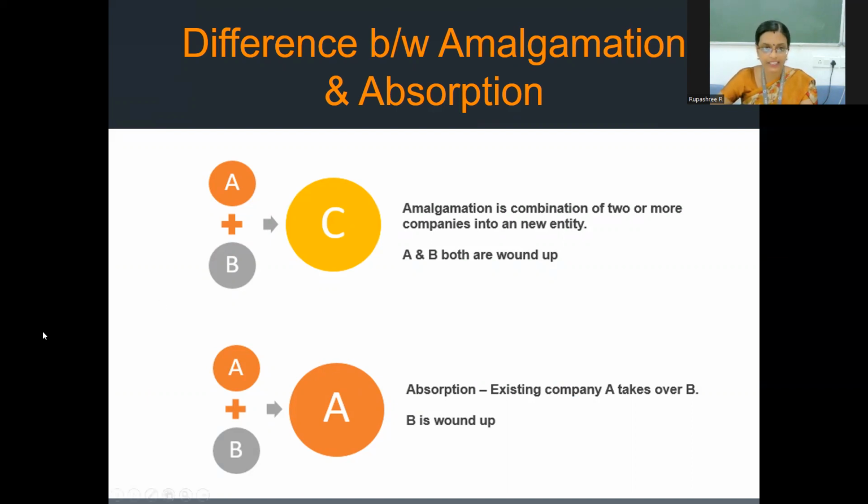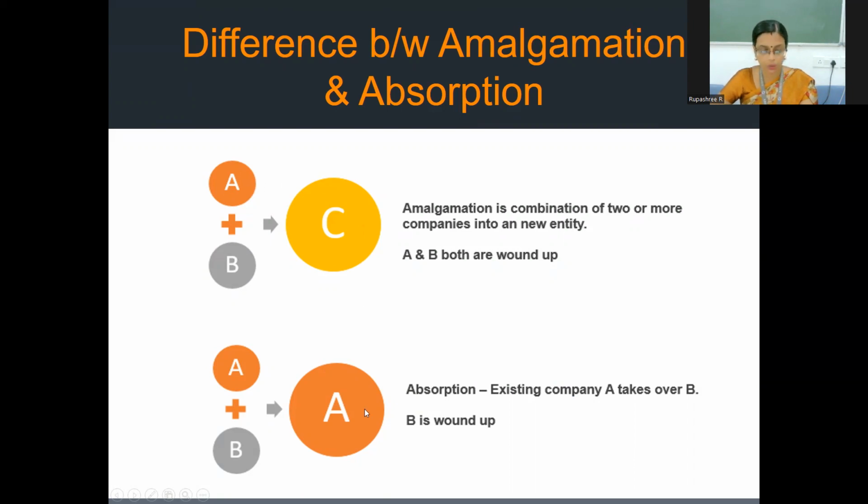Now, if you look into the diagram that I've pictured here, in case of amalgamation, you have two companies called company A and company B. Company A liquidates and company B also liquidates. Both companies liquidate themselves and become a new company called company C. So, this is an example of amalgamation.